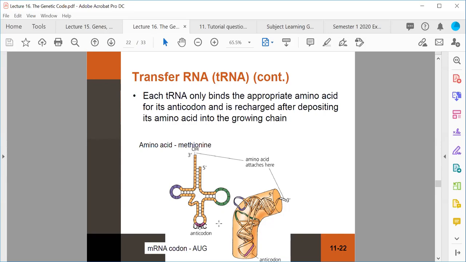So right here, you can now see the link between that code carried in the messenger RNA, which of course originated from a complementary code within the DNA. So you can see the link now between the messenger RNA codon and the specific amino acid that is going to be incorporated into the newly formed polypeptide. There's the link for you right there.